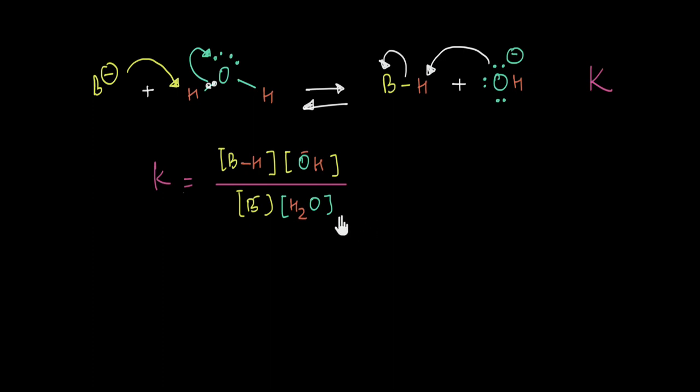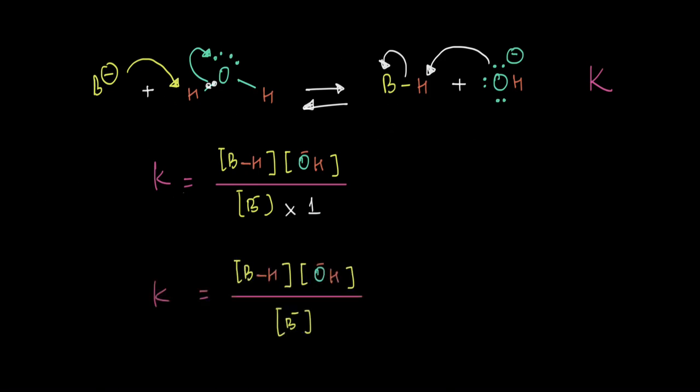Now, for a dilute solution, the concentration of water is almost constant, and we assume it to be equal to 1. So the equilibrium constant for this reaction is generally written without including water, and we call it the base dissociation constant, KB. We can carry out experiments with different bases and calculate their KB values at equilibrium.